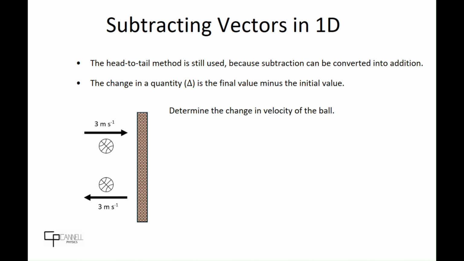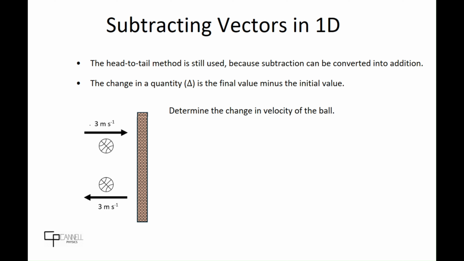So in this example, we have a ball moving to the right initially at 3 meters per second. It hits the wall and bounces back to the left at 3 meters per second. And we're asked to determine the change in velocity of the ball. Let's add some variables to make it easier to solve this problem. So this 3 here is to the right, and that's the initial velocity of the ball.